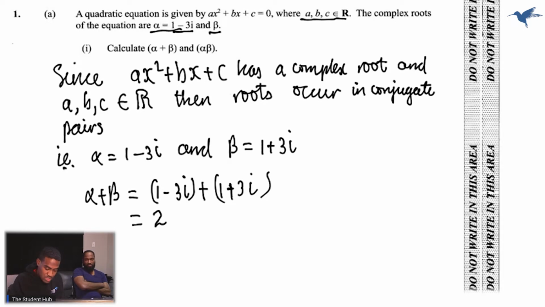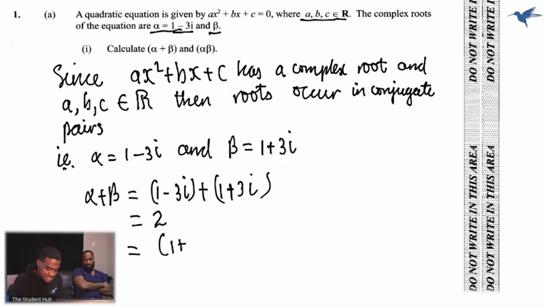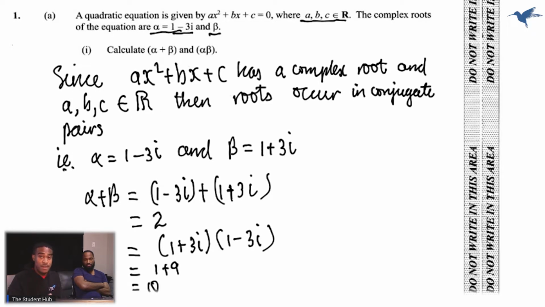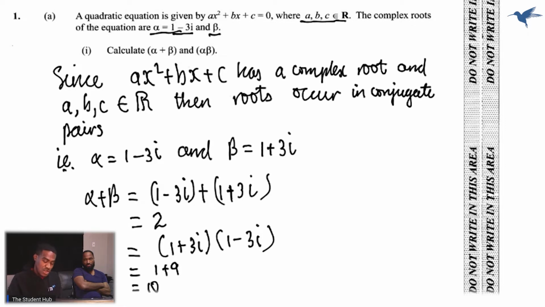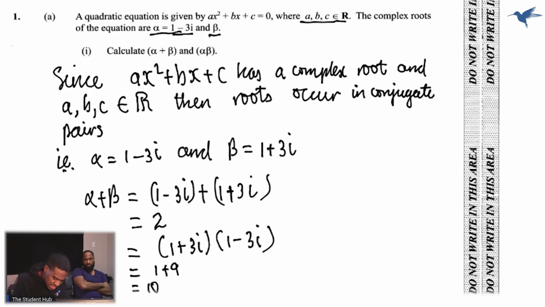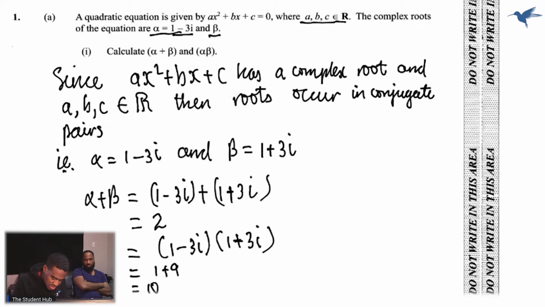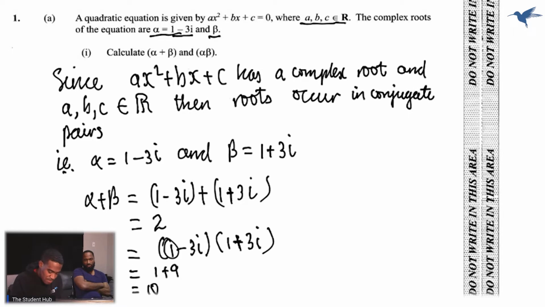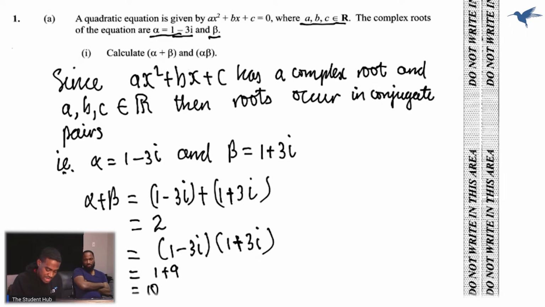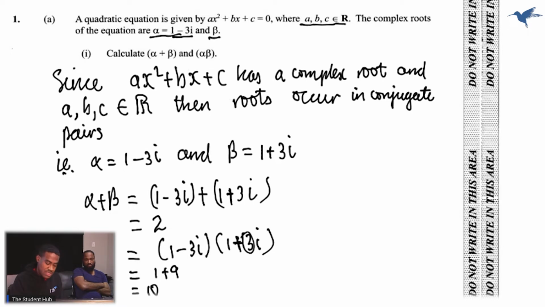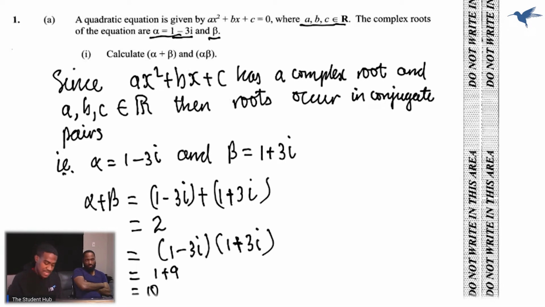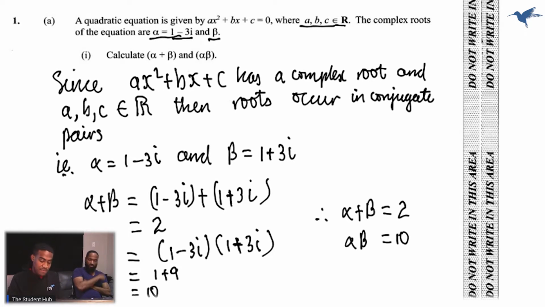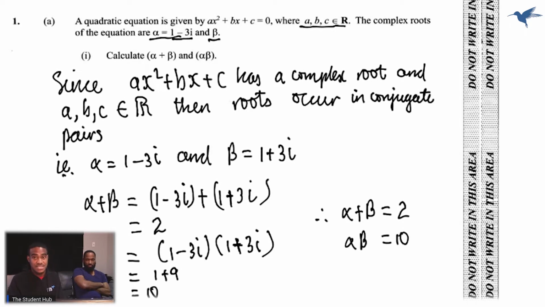And then what we do is alpha by beta. That is the next thing to do. You should know this: a complex number times its conjugate is the real part squared plus the imaginary part squared. So I'm just going to change the signs again here just to make sure that they're in line with what alpha is and beta is. When you multiply these out, you just take the real part, which is 1, and square it, and the imaginary part, which is 3, and square it. That will give you 9. So 1 plus 9 is 10, and that's your final answer there. You could just say, therefore, alpha plus beta is 2, and then alpha by beta would be 10.